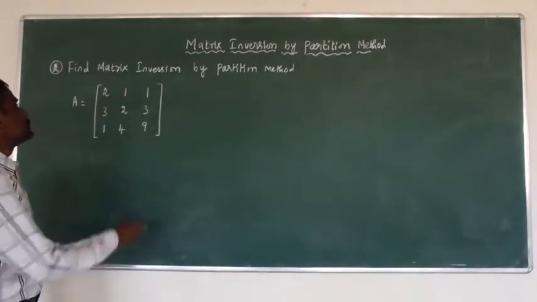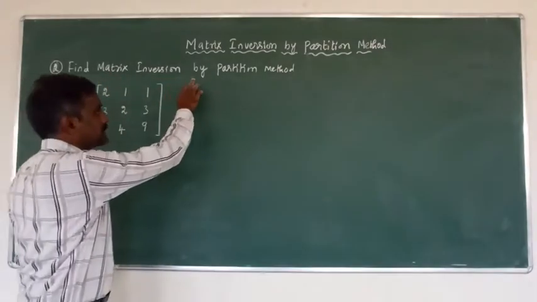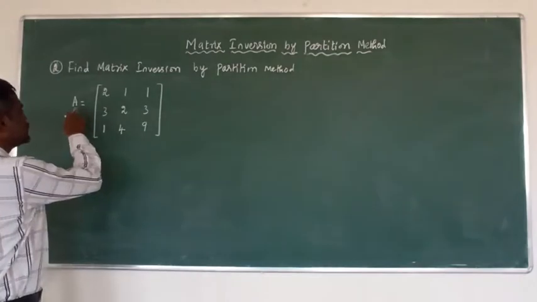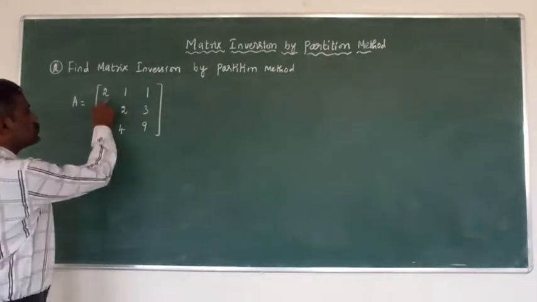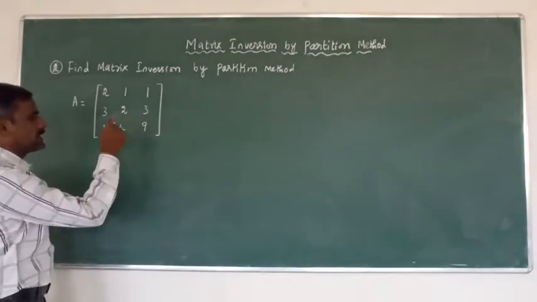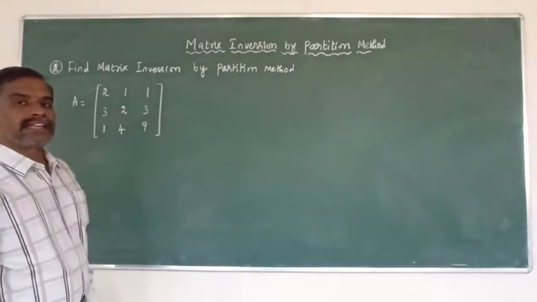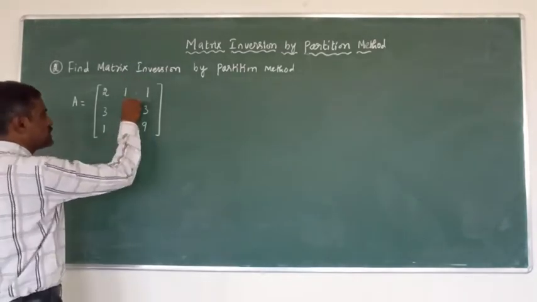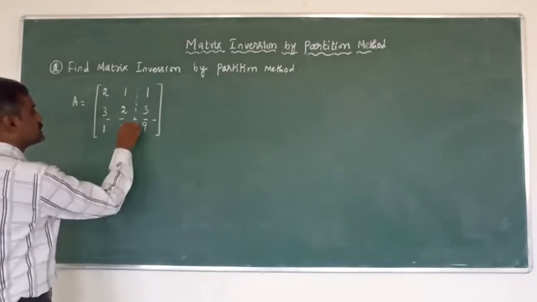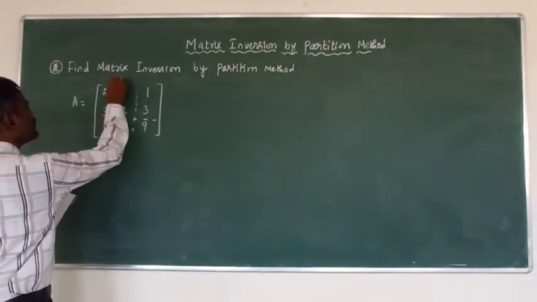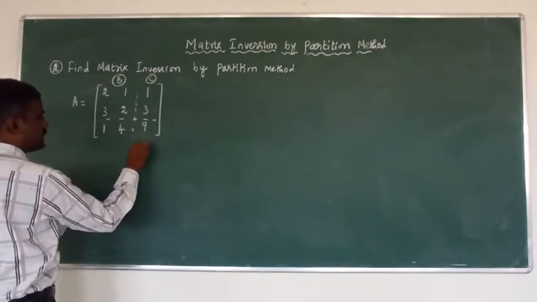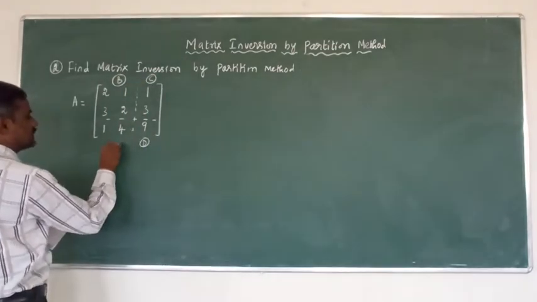Second sum, find matrix inversion by partition method. Here the given matrix A is 2 1 1, 3 2 3, 1 4 9. This is for a 3 cross 3 matrix. You can partition like this. You can partition by like this. This is for B, and this is for C, and this is for D, and this is for E.